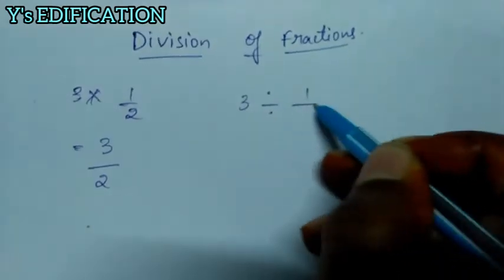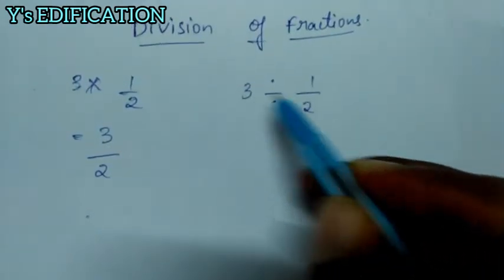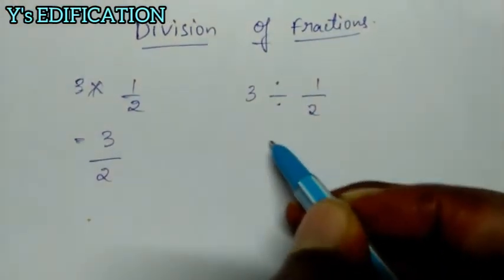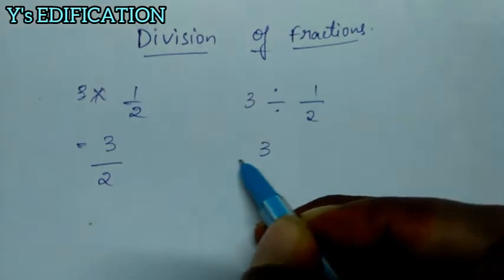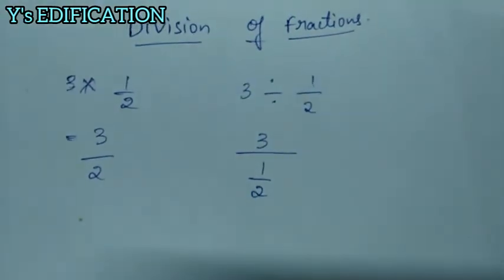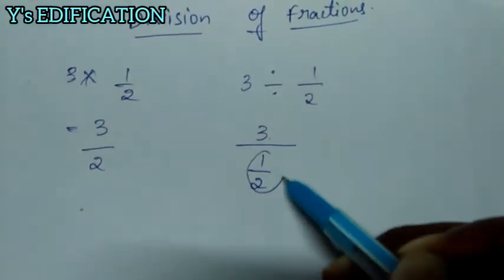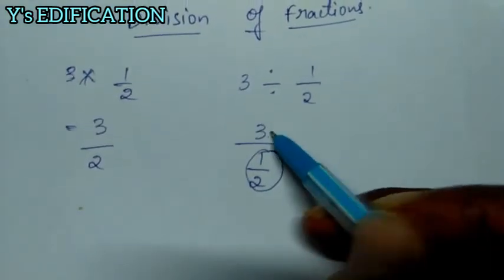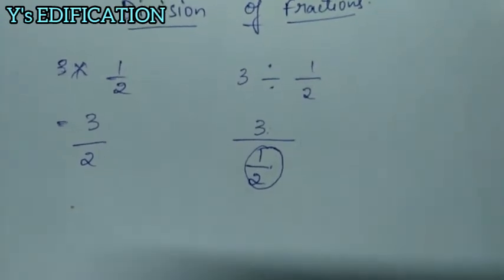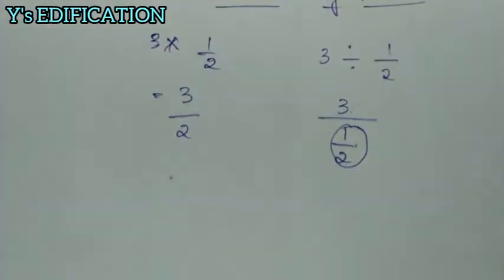I am going to take 3 divided by 1 by 2. Okay. Now I want to divide this 3 with 1 by 2. So first I will convert it into a fraction form. So 3 by 1 by 2. I have a denominator as 1 by 2 and a numerator as 3. So I will convert this denominator into a numerator. I am going to change this division into a multiplication.